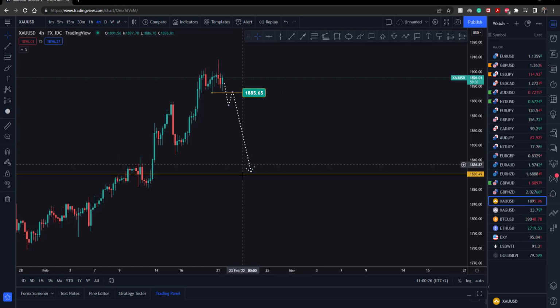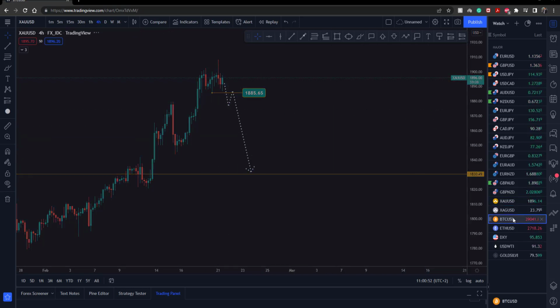Okay, until then, obviously I'm going to put out another video, but for now we're looking at the idea for a possible move down to around 1830, which is about $50 of a move, and that means we can definitely take advantage of that and make some profits along the way, right? And like I said, we're going to have a look at Bitcoin also.